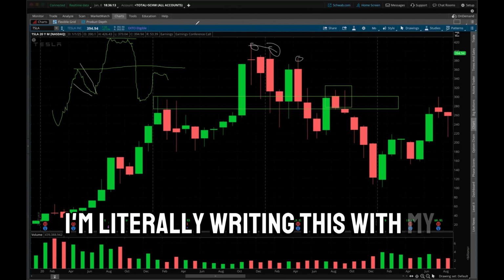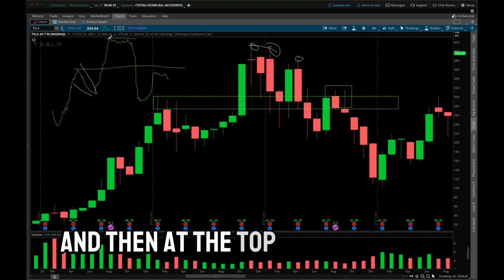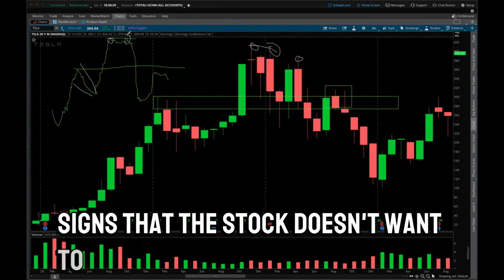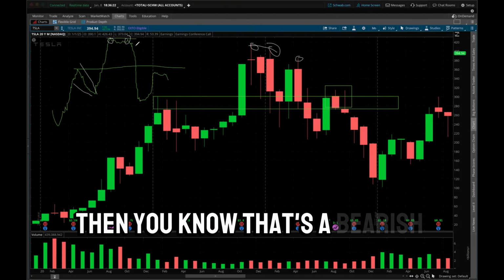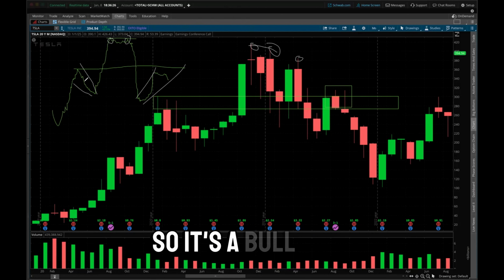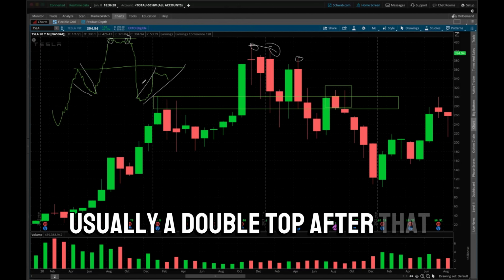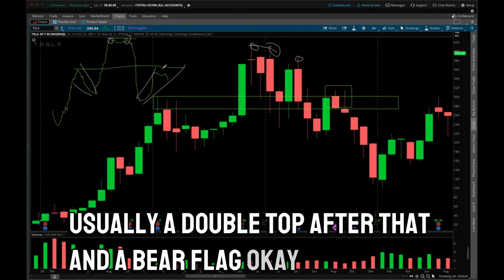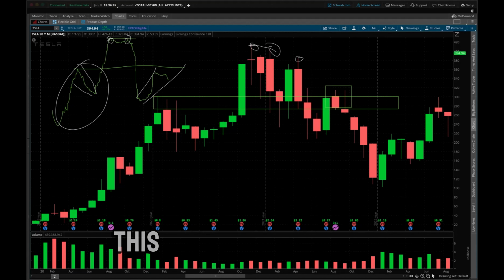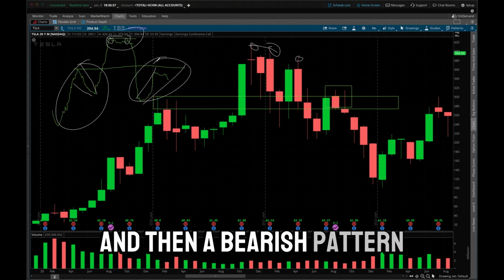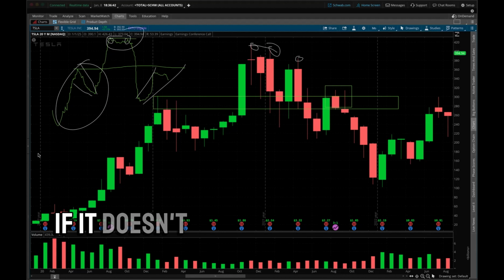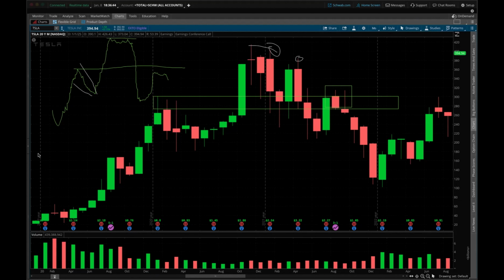I'm literally writing this with my mouse pad. And then at the top here, you've got a double top, for example. So you'll start to see signs that the stock doesn't want to go higher. Then, that's a bearish pattern. Then you'll see this, and now there's a bear flag happening. So it's a bull flag, usually a double top after that, and then a bear flag. Okay, think bull flag to bear flag. That way you can see that this is the bullish pattern, this is a bearish pattern, and then a bearish pattern. Full-blown reversal makes full sense to me. If it doesn't make sense to you guys, ask questions.